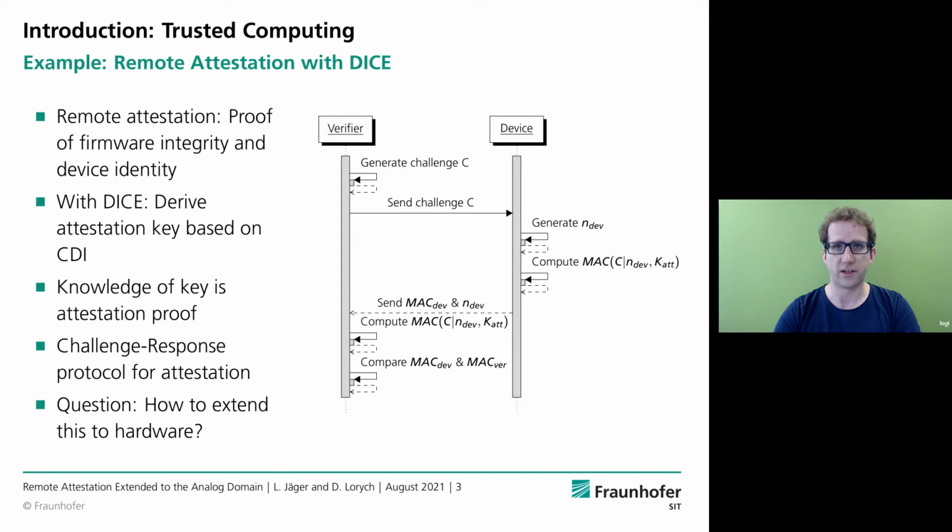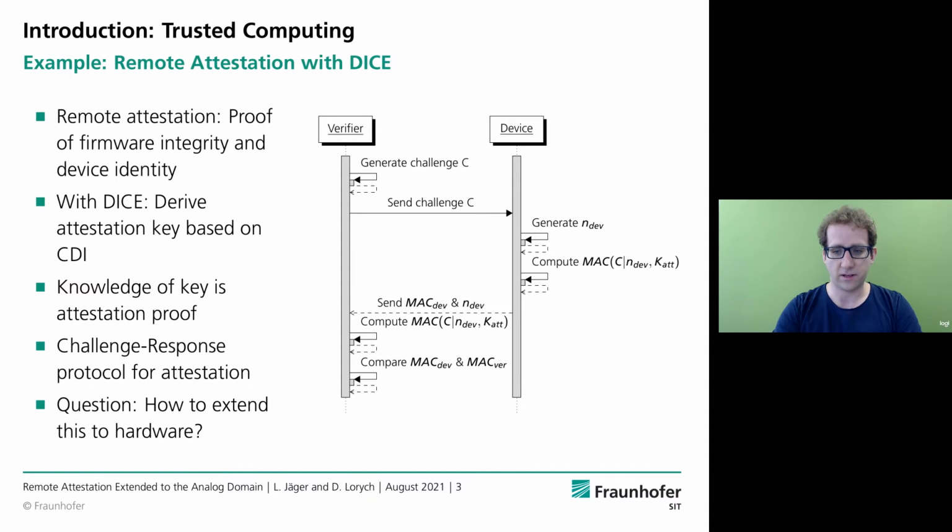Now, how does remote attestation work? Usually, it's just a simple challenge response protocol between the verifier and the device, with the verifier creating a challenge nonce, sending it to the device where it is combined with the device's nonce, and fed to a MAC for which the attestation key that we derived earlier is used. And the nonce and the MAC are then sent back to the verifier, which in its turn will compute the same MAC and compare if they are equal.